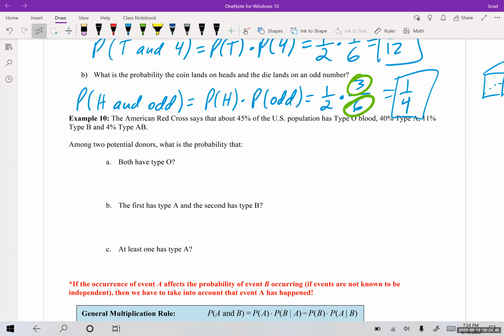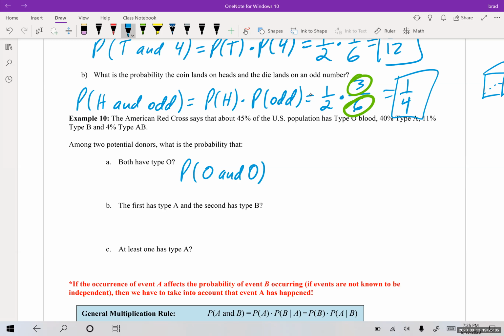Among 2 potential donors, what is the probability that both have type O? Remember, what I'm going to do is go into a crowd and grab somebody out of the crowd, and then grab another person out of the crowd. What's the probability that both of these people that I drew have type O? So, probability of type O on the first draw and type O on the second.